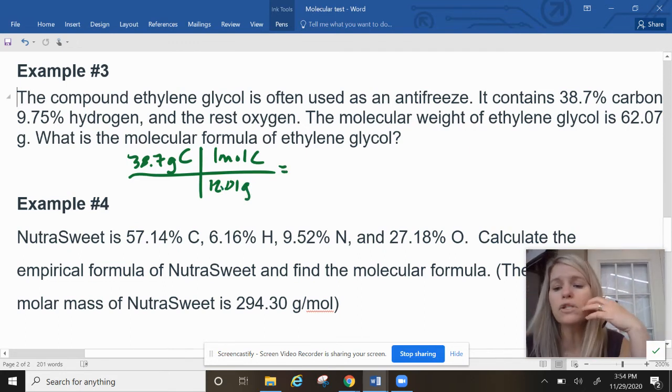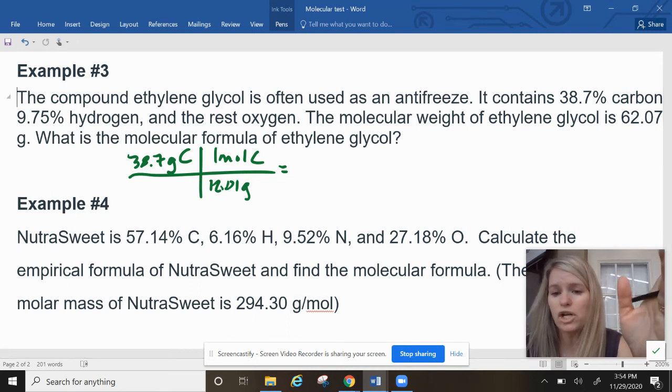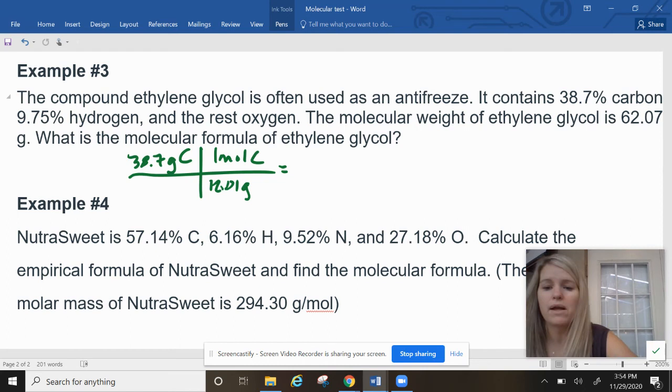So if you are somebody that wants a step-by-step process, the first step is to convert to moles. Change the grams to moles, right? And then we'll do the second step in a second.